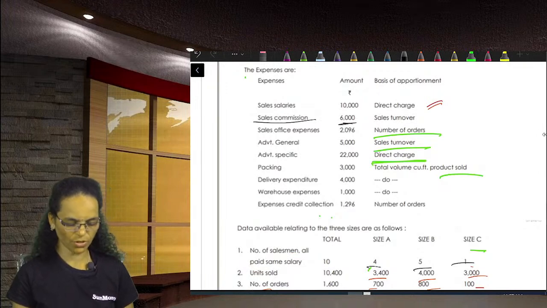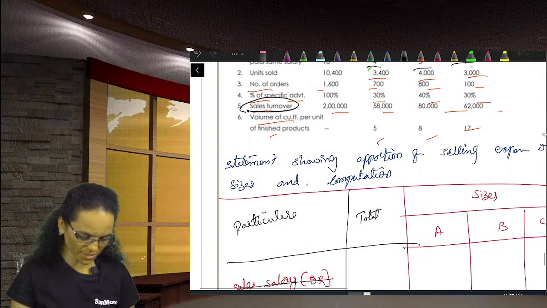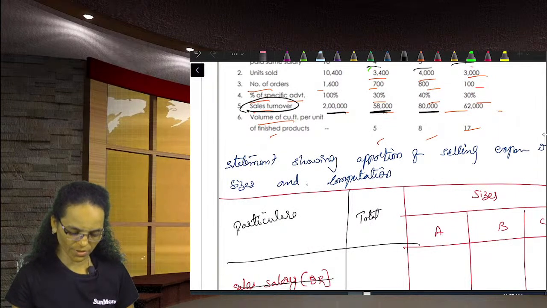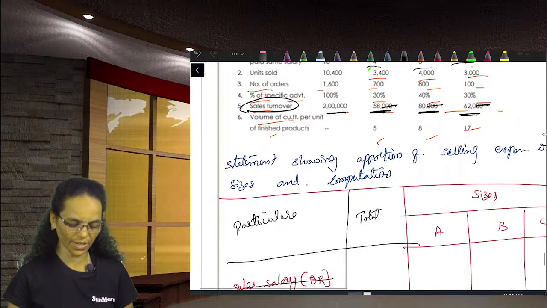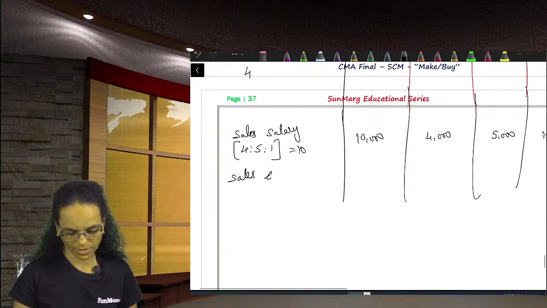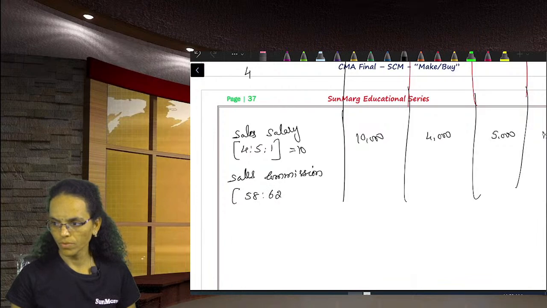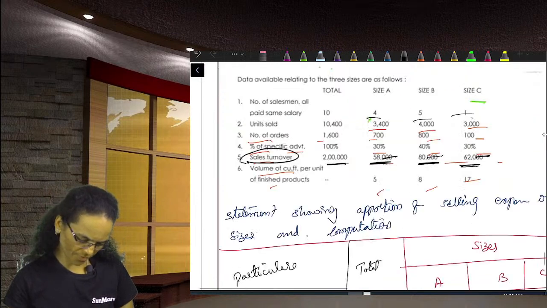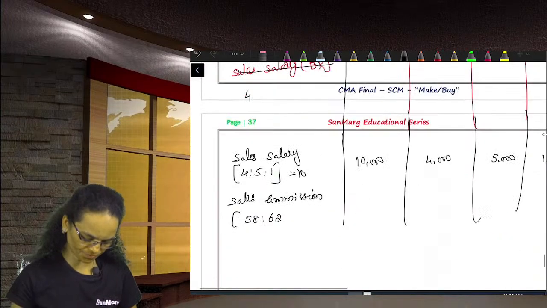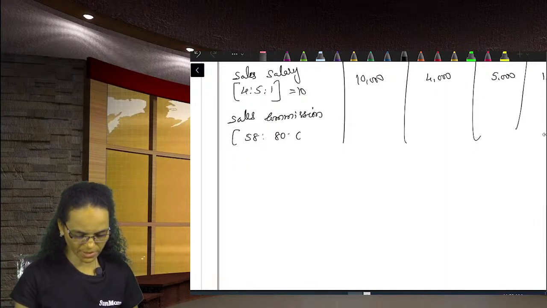Next one is sales commission, 6,000 rupees on sales turnover. What is the turnover given here? Sales turnover is this one, 58,000, 80,000 and 62,000. Everywhere 3 zeros are common. You remove it. 58, 80, 62.